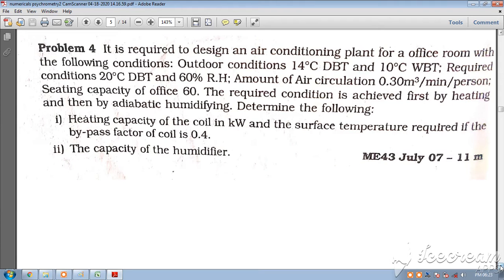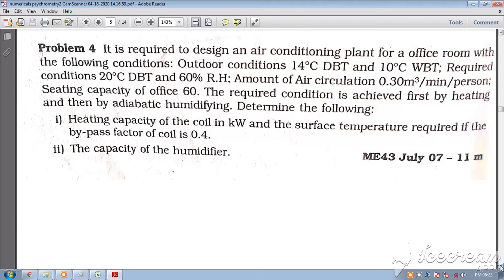Hello students, we look at one more numerical of designing air conditioning plant for office using psychrometric chart itself. It is required to design an air conditioning plant for an office room with the following conditions. Outdoor conditions are 14 degrees centigrade dry bulb temperature and 10 degrees centigrade wet bulb temperature. It is very cold. Required conditions are 20 degrees centigrade dry bulb temperature and 60% relative humidity.